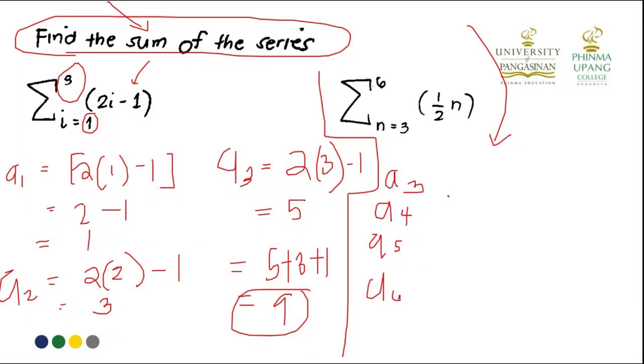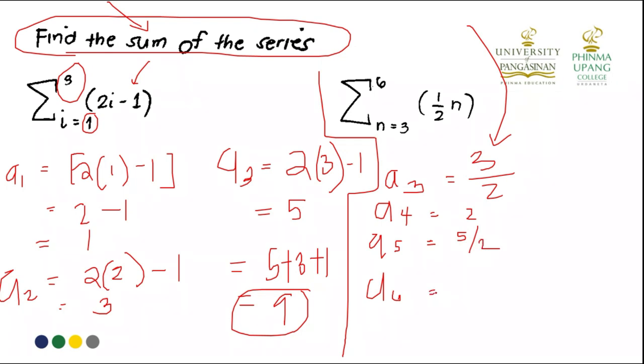Tawagin natin si Ralph. What is your A sub 3, Ralph? 3 halves po. 3 all over 2. A sub 2 is equal to 2 po. A sub 4 is equal to 2 po. How about a sub 5? 2.5 po. Can you give me a fraction? 5 over 2. Okay, 5 all over 2.